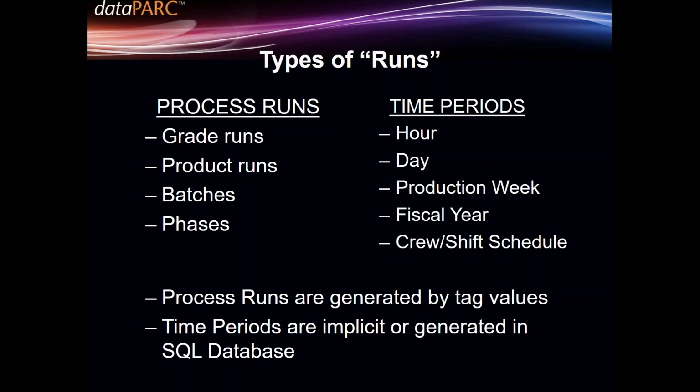And then what we call custom time periods are those that are specific to your site or the way your operation runs. So production weeks, fiscal years, production days if you're on like a 7 to 7 or 8 to 8, and also however complex a crew or shift schedule you have, we can get it as long as we have a couple iterations of it stored in our database. So then you could look at your data by crew or by shift.